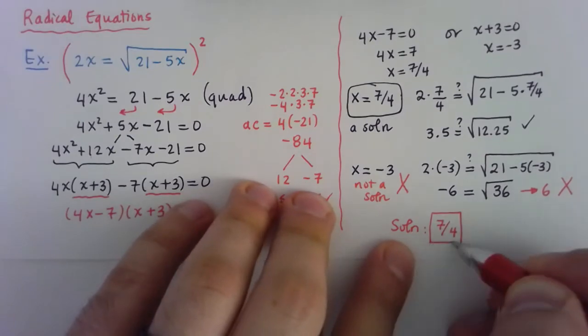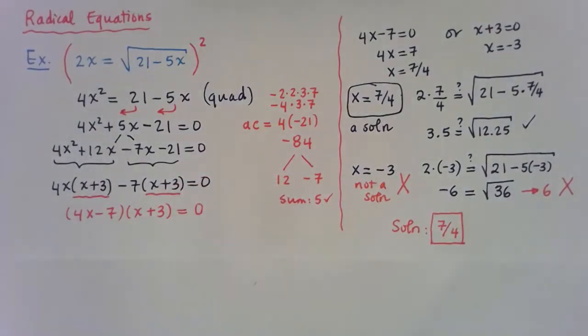So that's what you need to do for radical equations. Please, this is so important. You can easily miss a solution. Actually, we call that negative 3 an extraneous solution. But if you look at the solutions to the original problem, that's just 7 over 4. You don't include negative 3, that's not a solution.